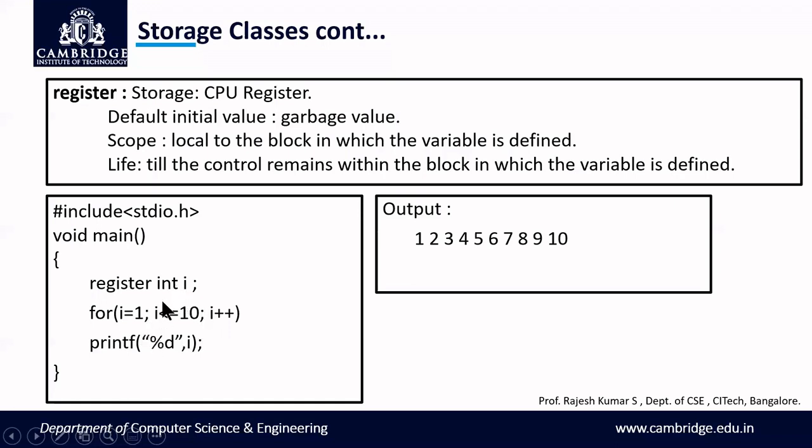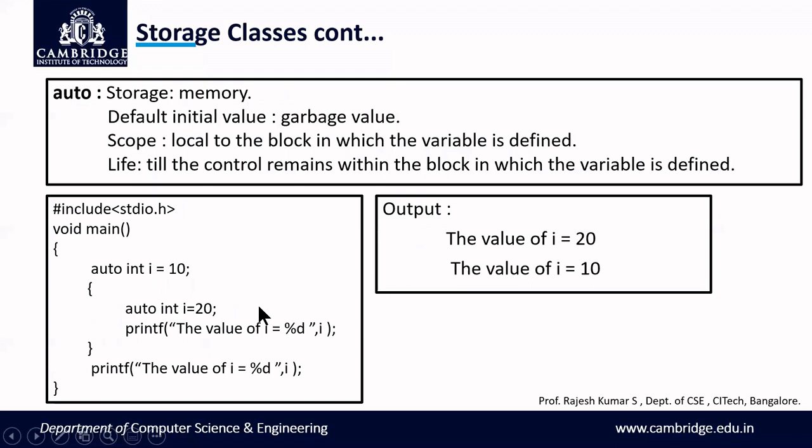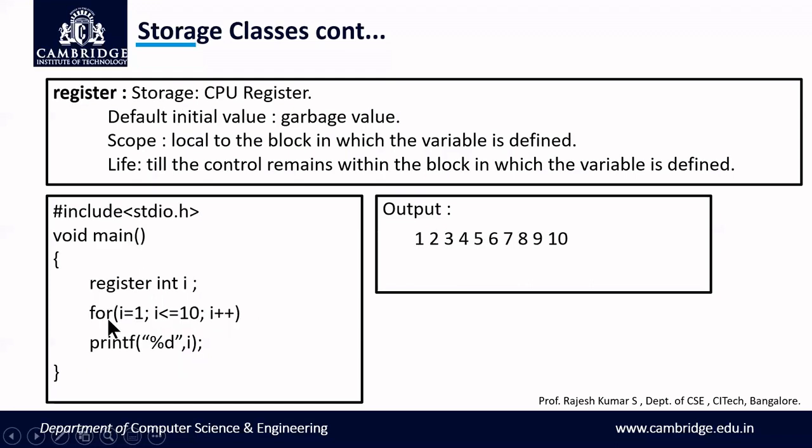Here, what we are doing is updating the I value. First, we are printing the I value, 1, 2, 3, 4, 5, 6, 10. We are printing the I value. The same program will hold good. You can replace the auto with register. That can also be written as an example for this program.